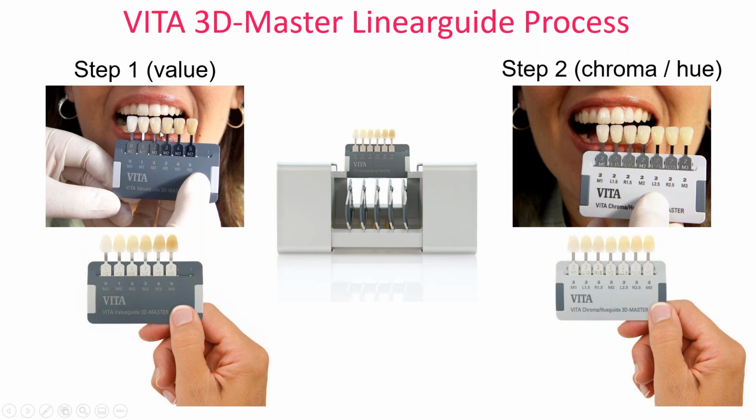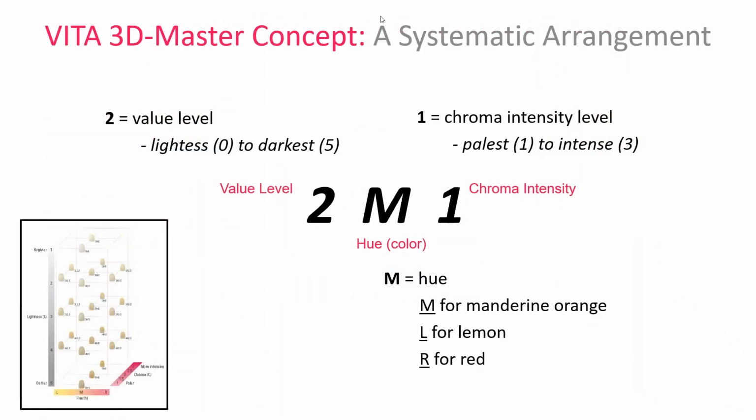So you've cut your time in half, and then whatever value group, whatever number you fall into, you pull that shade group out of the box, and now you hone in on the specific chroma and value, as well as the hue. So it's a two-step process, very quick, very clean.